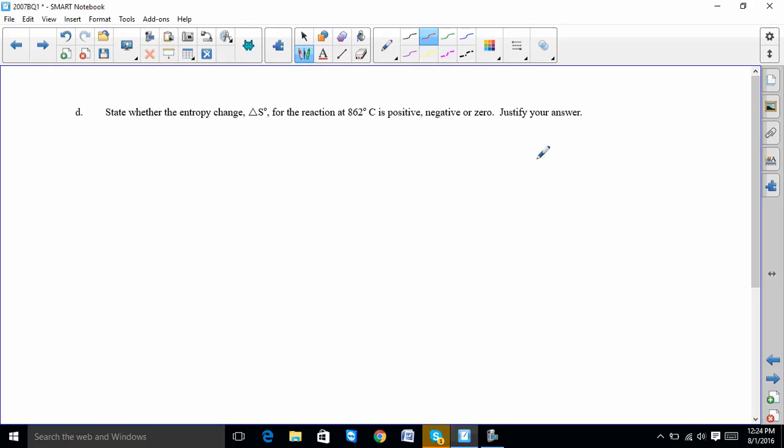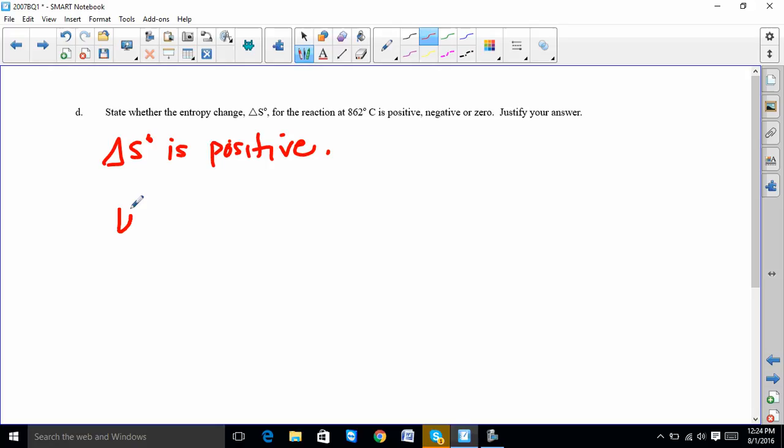Okay, state whether the entropy at 862 is positive, negative, or 0. So what I want you to practice is when you're on the AP exam, you have to reason this out first and then write your answer. But the very first thing you should do is answer the question. I'm just going to say this. Delta S naught is positive. Now, I've answered the question. Now I'm going to justify. Here's how you justify it.